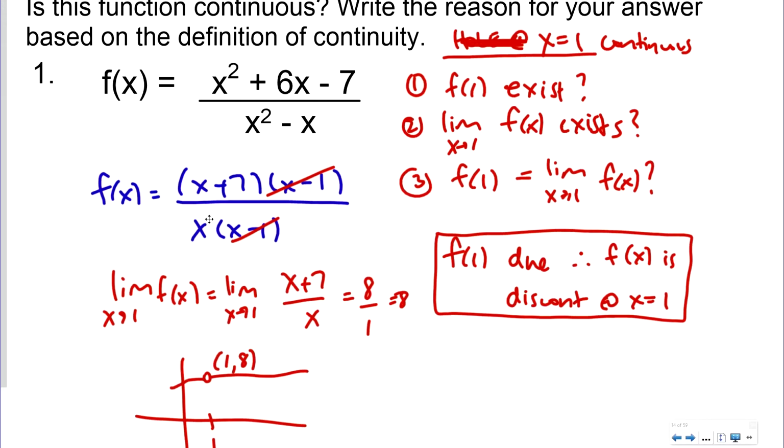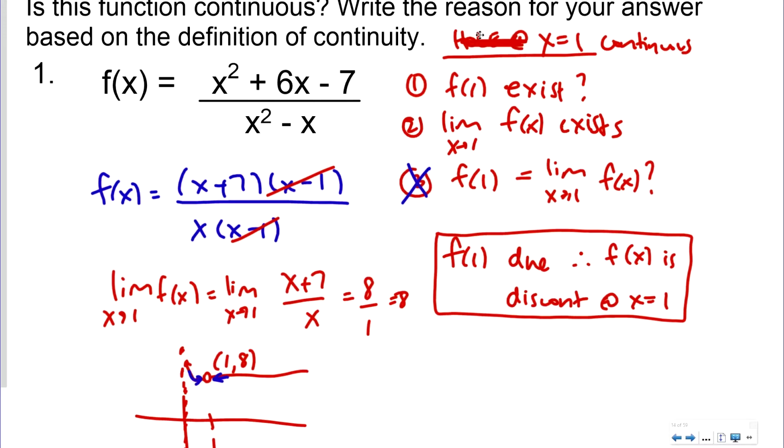We also know this graph has a vertical asymptote at x equals 0. So let me draw that here. Right here, there's a vertical asymptote at x equals 0. Who knows what this picture looks like, but it doesn't go through 0. So we have a discontinuity here at x equals 0 also. Going back to here, does the limit of f of x exist as x approaches 1 from both sides? Well, actually it does exist. So we cannot use this statement to prove discontinuity. And if one of these does not exist, then we can't really even look at number 3.